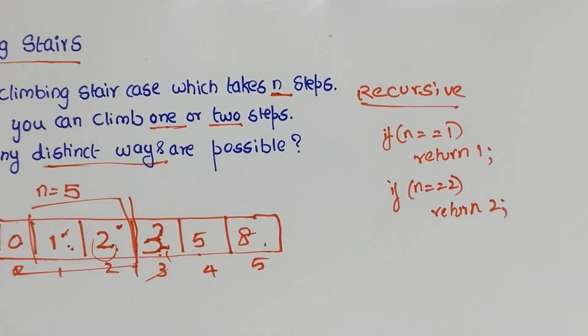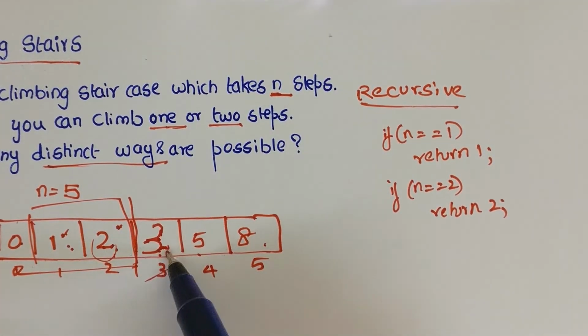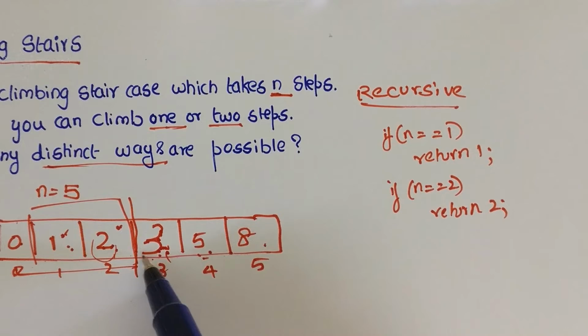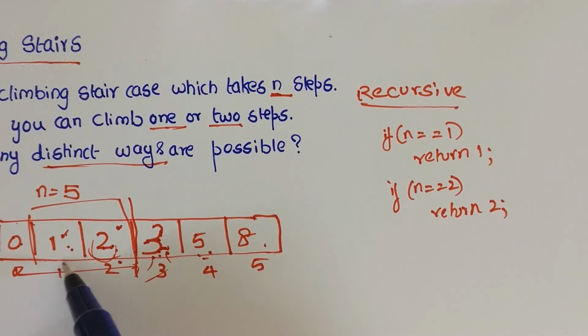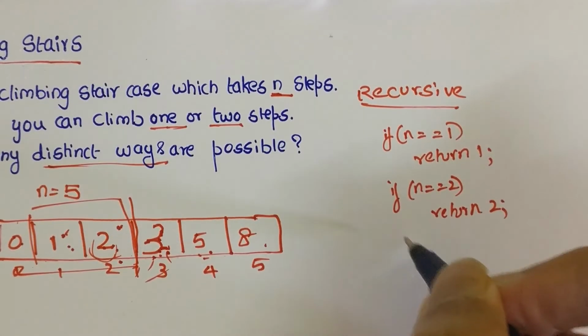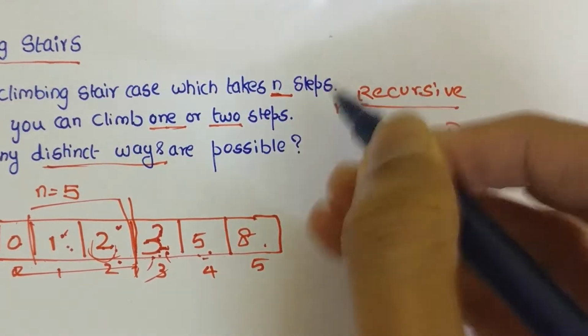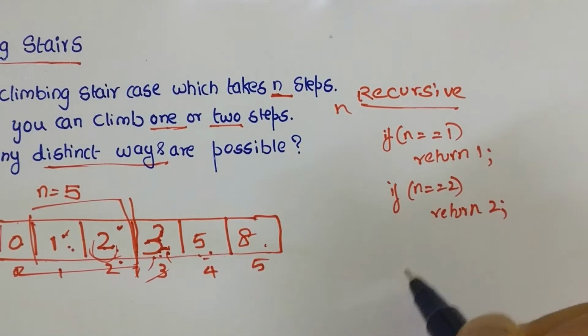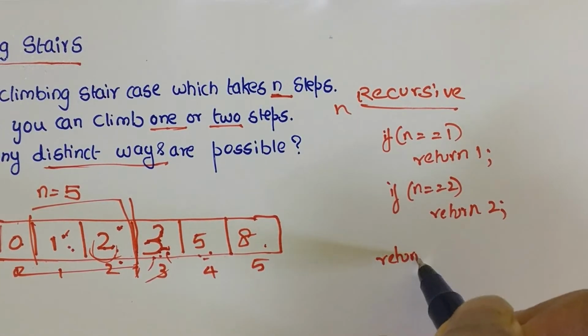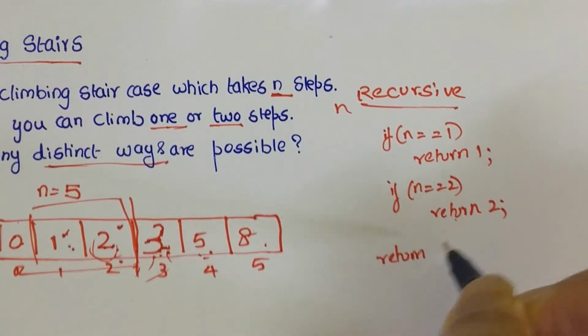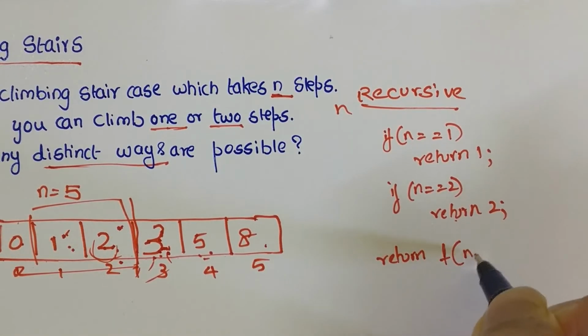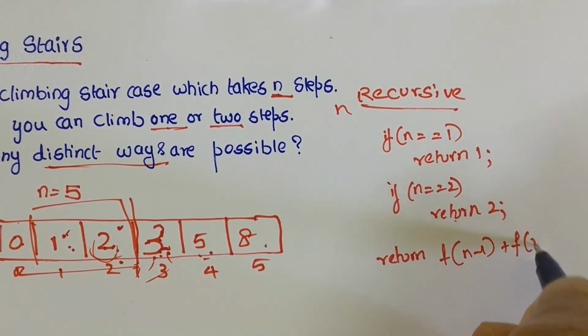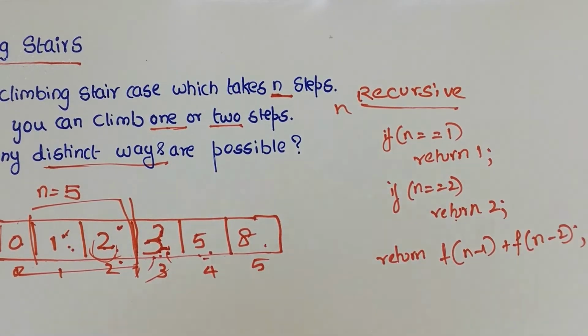Otherwise, when n is 3 or 5 or something, what I was doing was summing up the number of possible ways from n minus 1 and the number of possible ways from n minus 2. So here the input is n in the function I'm writing, and otherwise I would be returning the same function of n minus 1 plus the same function of n minus 2. This is how you write this recursively.